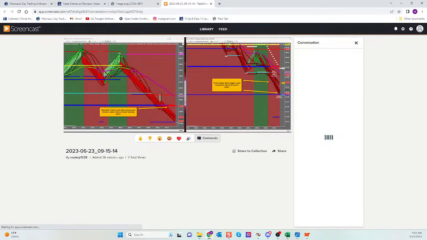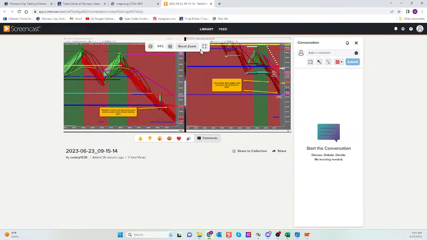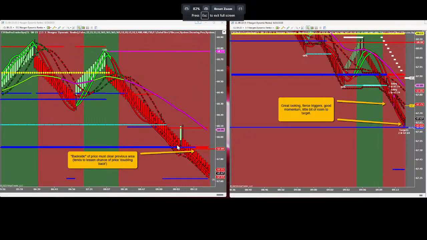And we have a gentleman in this room, Ron, says that when everything is fast, when everything is strong, when everything is clear, he does exactly what you said. He takes a little snippet out, right? Fierce triggers, good momentum, little bit of room to the target. Backside of price must clear the previous area. Ron is giving you his recipe for success.